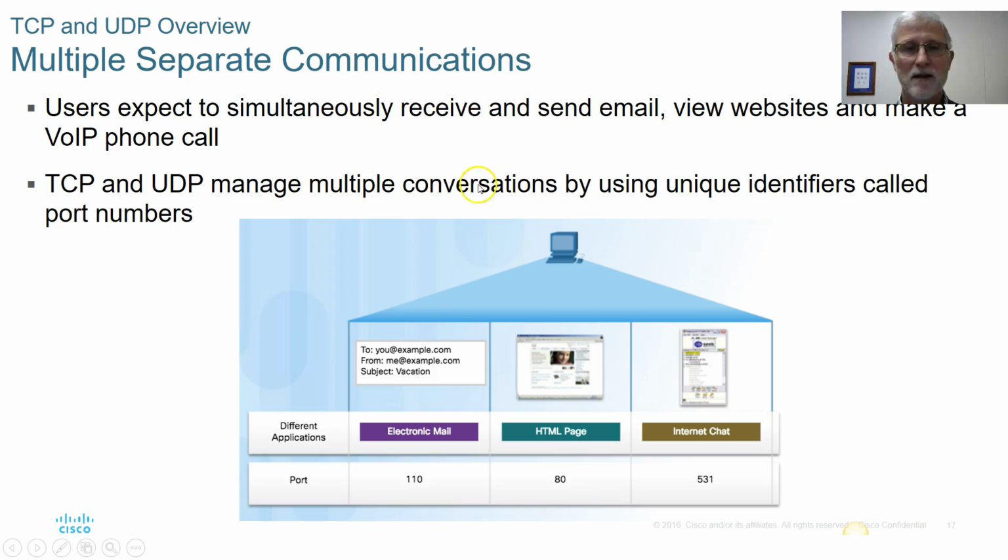And what you're seeing here is I've got 3 different ports. You've got email, which is port 110, HTML or your web browsing at 80, and your internet chats are in port 231 or 531, sorry. So these things are always the same, no matter what. Now, there's a whole lot of other ports out there, but these are some of the biggies that you use a lot.